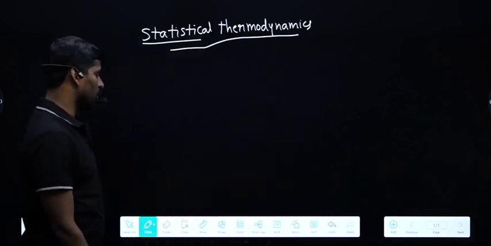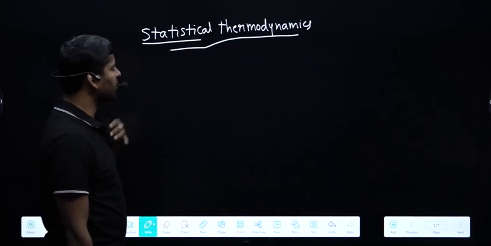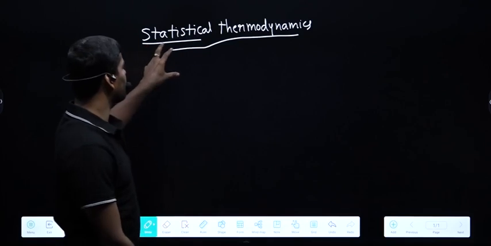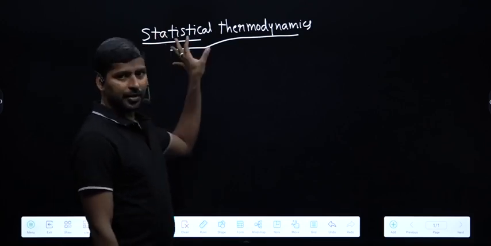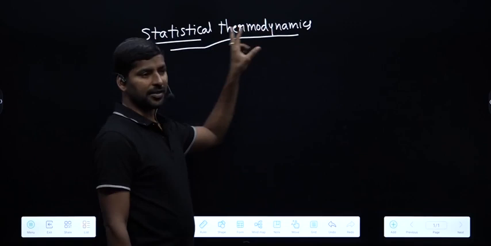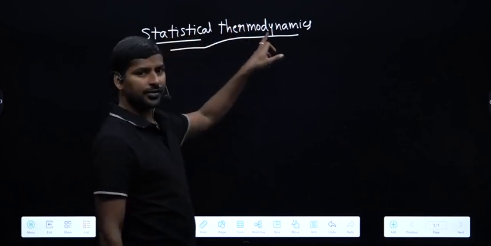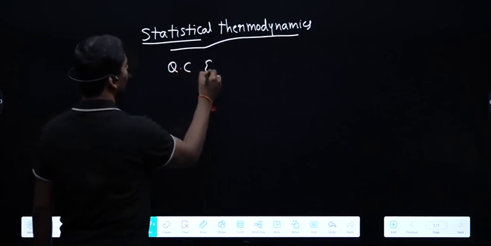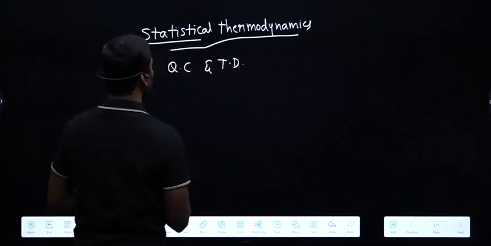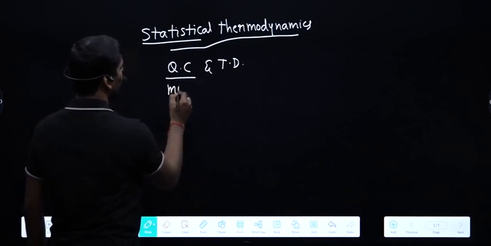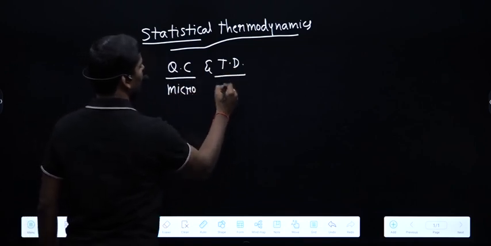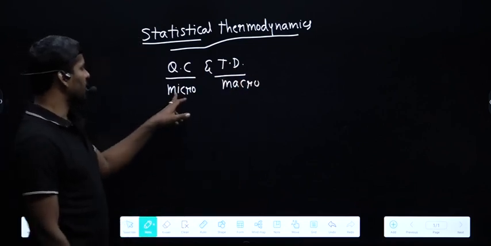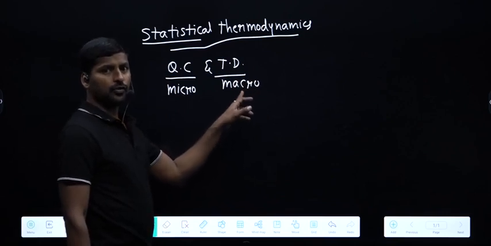Statistical thermodynamics deals with what? The name itself indicates it gives a correlation between quantum chemistry and thermodynamics. It is the application of statistical mechanics to thermodynamics. It gives a relation between quantum chemistry and thermodynamics, and a correlation between microscopic properties and macroscopic properties.